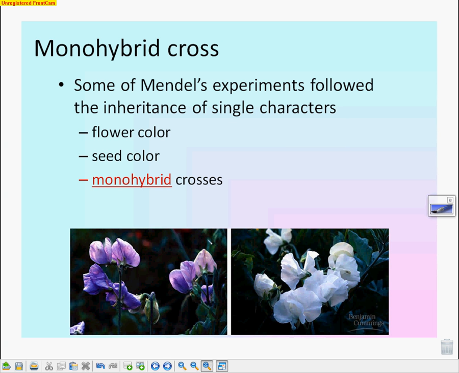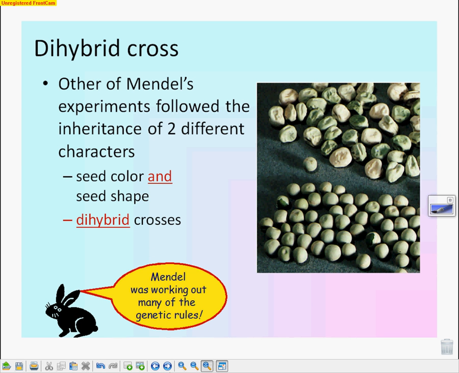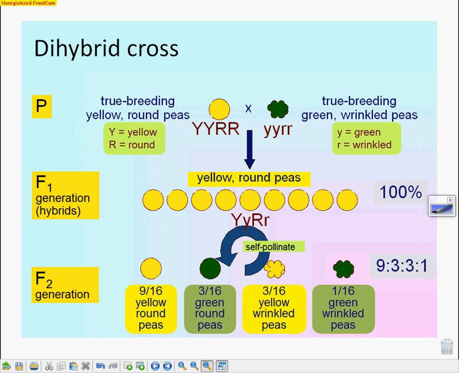Some of the crosses that we're going to look at, monohybrid, these are by far the easiest ones to do. You only follow inheritance of a single character at a time, and all the crosses that you've seen so far with Punnett squares have been monohybrids. Other things that you can work with, though, that get a little more interesting, is to do dihybrid crosses. This is going to look at the inheritance of two different characteristics. So, for example, seed color and seed shape. And I'll show you an example of what Mendel did.